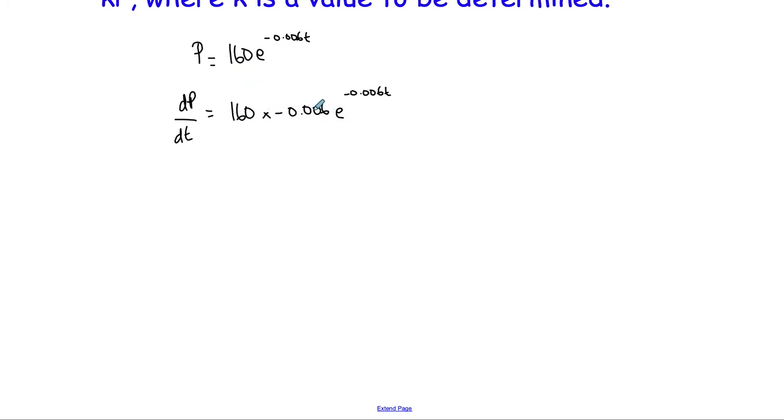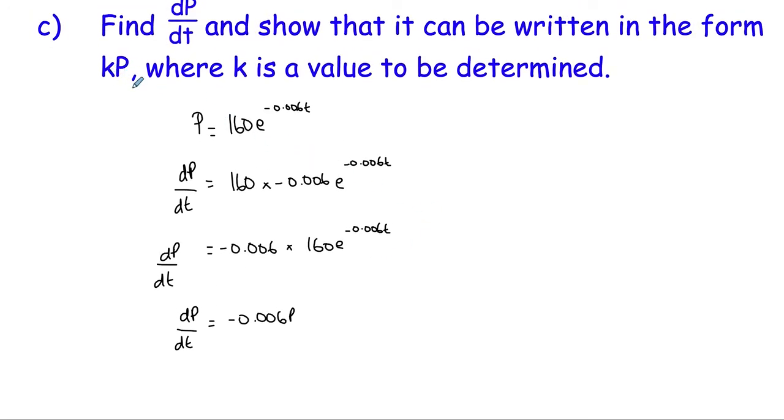So what I'm going to do is just switch these two things around and write minus 0.006 times 160 e to the minus 0.006t. And that is so that I've got my P here. P is 160 e to the minus 0.006t. So I can swap this now for P. So dp by dt equals minus 0.006p, which is what it wanted us to do. So k, in this case, is the minus 0.006.